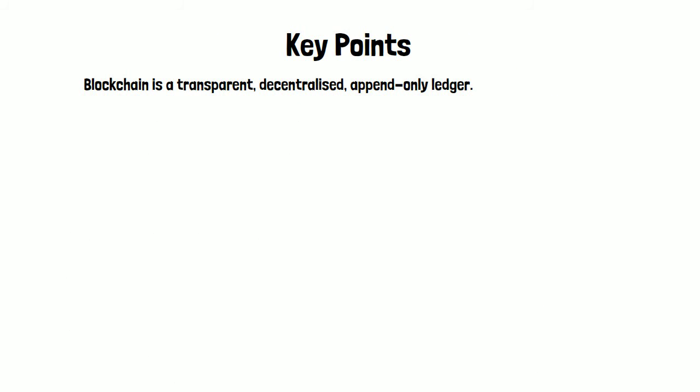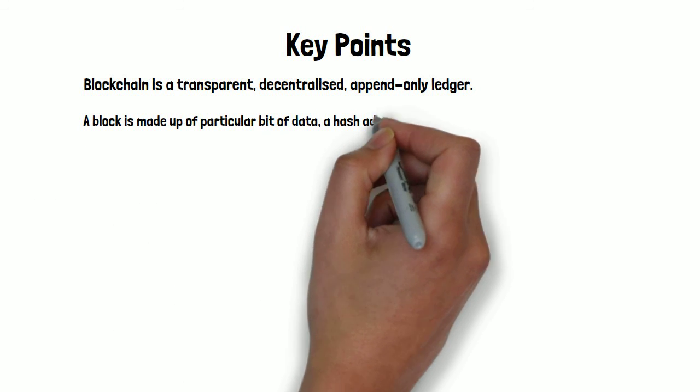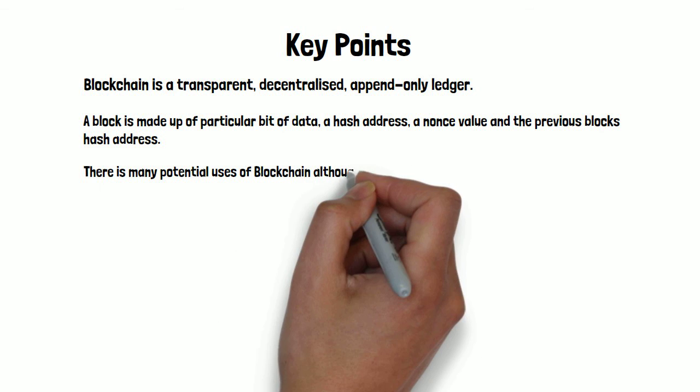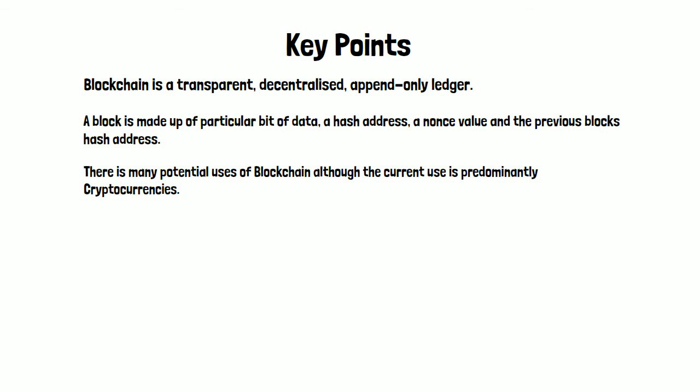So the key points are, blockchain is a transparent, decentralised, append-only ledger. A block is made up of a particular bit of data, a hash address, a nonce value, and the previous block's hash address. And there are many potential uses of blockchain, although the current use is predominantly cryptocurrencies.